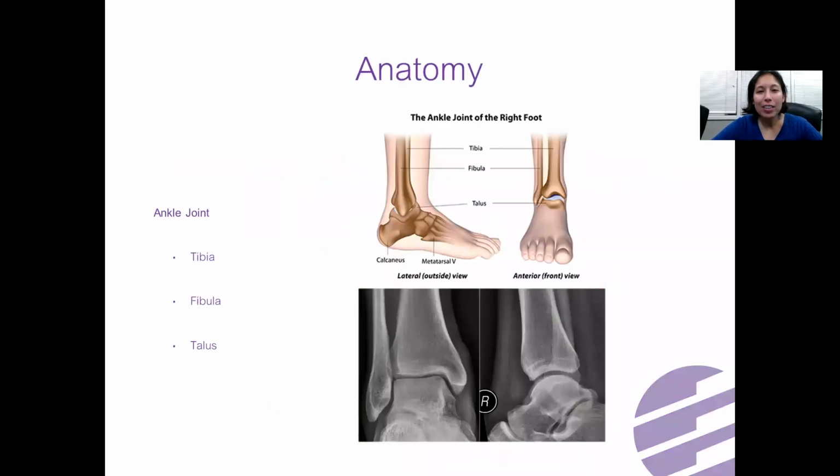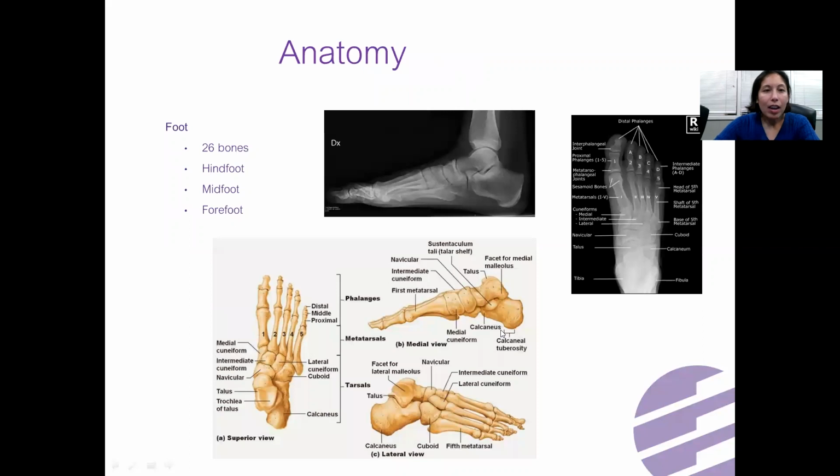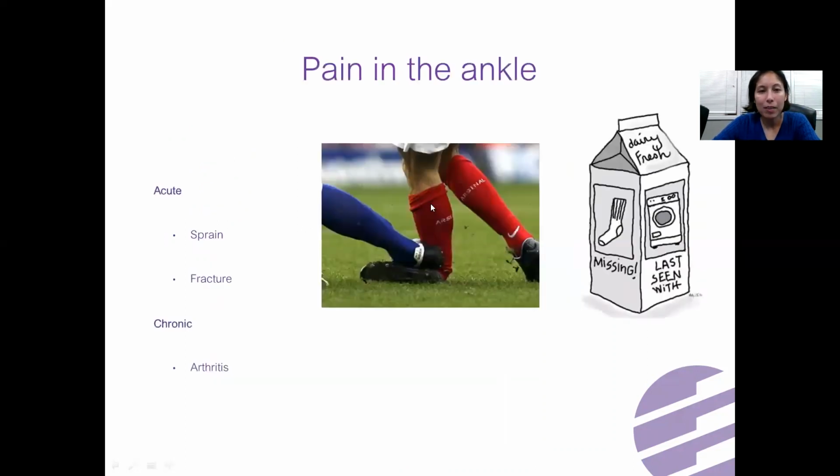So just basics on the anatomy of the ankle. There are three bones that make up the ankle joint. We've got the tibia here, which is the end of the shin bone, the fibula, which is that little pointy knob on the outside of your ankle, and then the talus, which actually lives inside the ankle. The foot itself actually has 26 bones. You have the hindfoot region here, the midfoot, and then the forefoot bones.